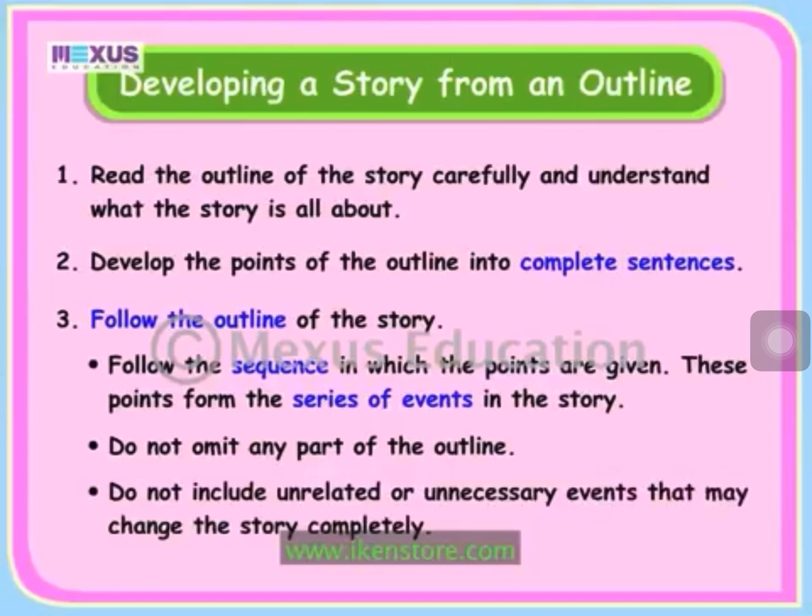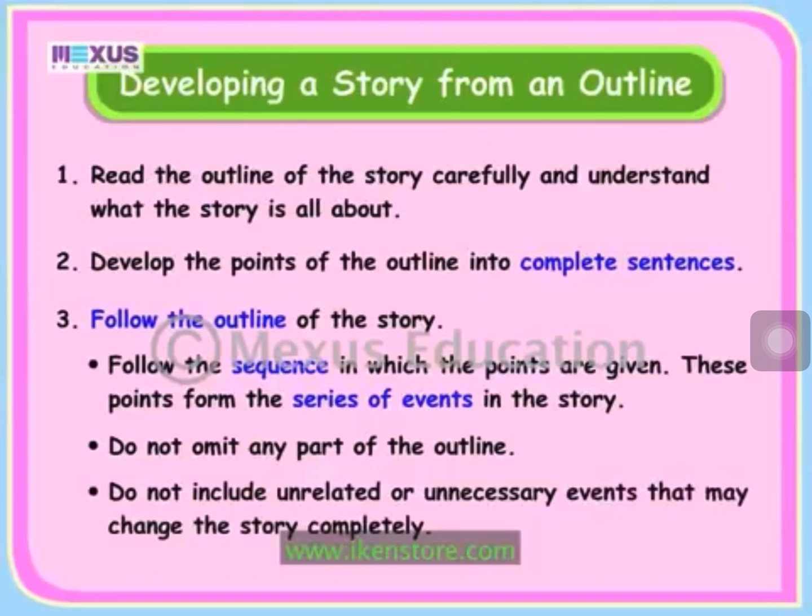Developing a story from an outline. Rules and regulations have to be followed. How should we develop a story? Read the outline of the story carefully and understand what the story is all about. You have to go through the outline twice or thrice until you get an idea. Develop the points of the outline into complete sentences. There they have given you short phrases, but you have to write them in complete sentence form.